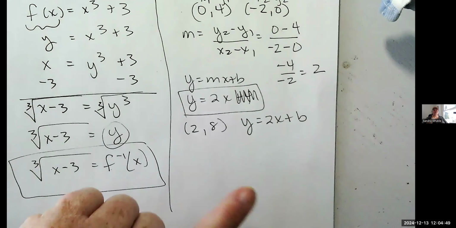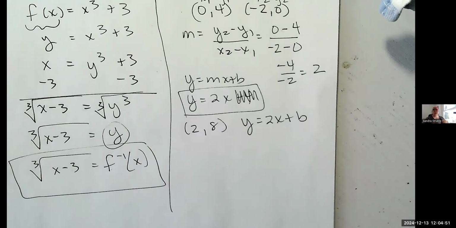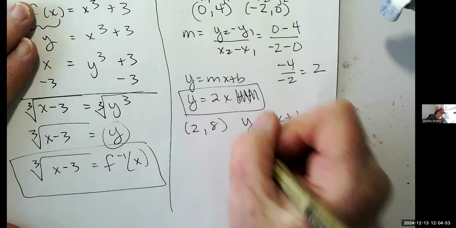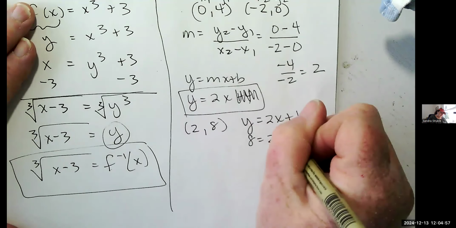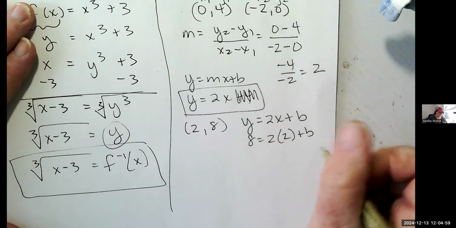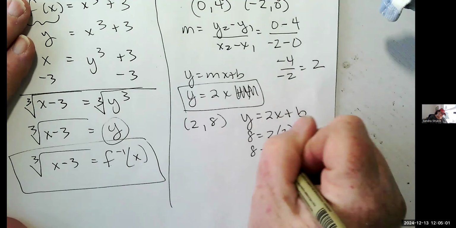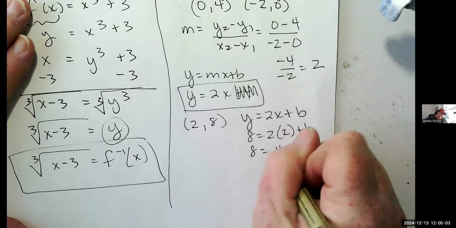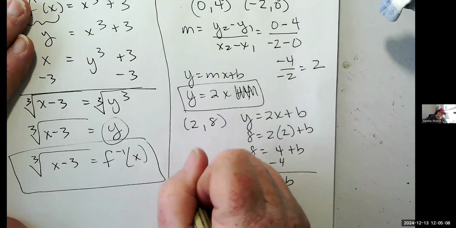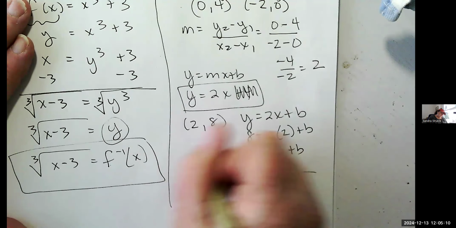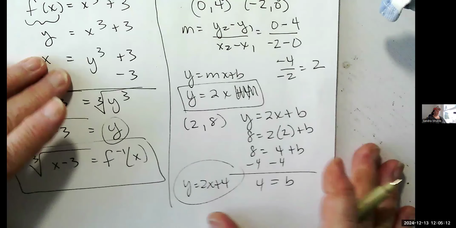I can use any point that's on that line to find the y-intercept just by plugging it in, where 8 is my y, 2 is my x. Sorry, my dog's snoring. 8 equals 4 plus b, subtract 4 from both, and b equals 4. So y equals 2x plus 4, or f of x equals.